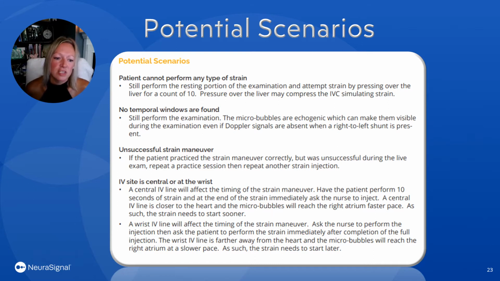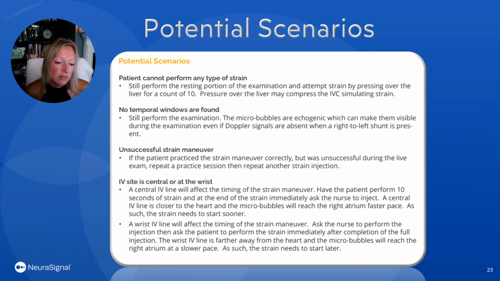If you have an unsuccessful strain maneuver, if the patient practiced the strain maneuver correctly but was unsuccessful during the live exam, repeat a practice session and then repeat another strain injection. Now, if the IV site is central or at the wrist, a central IV line will affect the timing of the strain maneuver. Have the patient perform 10 seconds of strain. At the end of the strain, immediately ask the nurse to inject. A central IV line is closer to the heart, and those microbubbles will reach the right atrium at a faster pace. As such, the strain needs to start sooner.